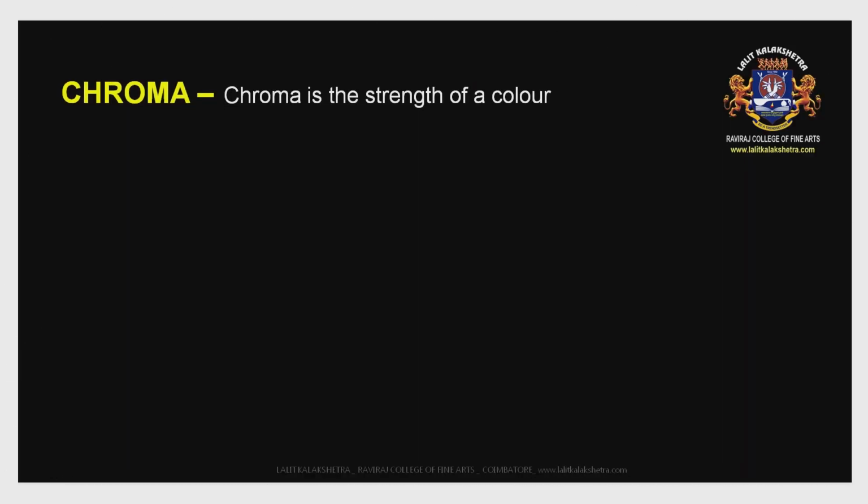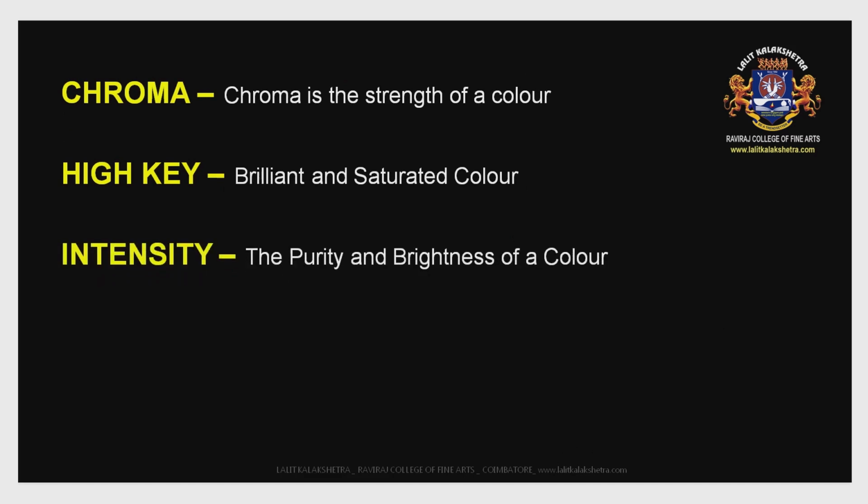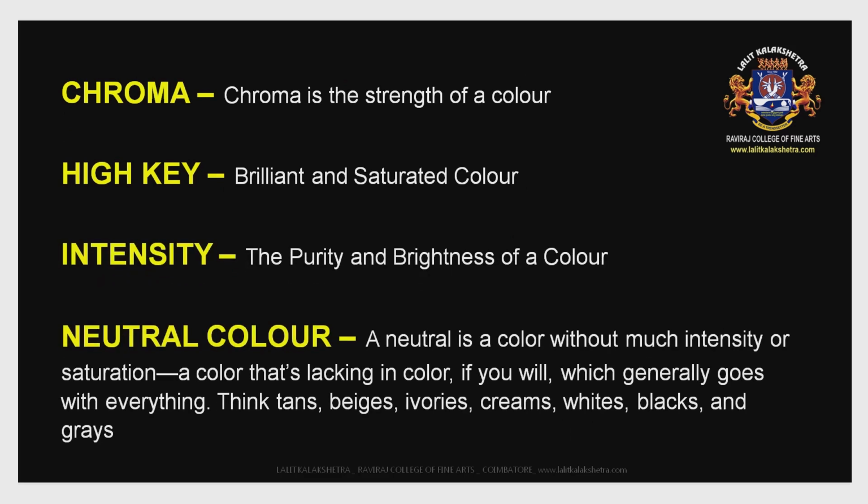Chroma. Chroma is the strength of a color. High key: brilliant and saturated color. Intensity: the purity and brightness of a color. Neutral color. A neutral is a color without much intensity or saturation, a color that's lacking in color, if you will, which generally goes with everything. Think tans, beiges, ivories, creams, whites, blacks, and grays.